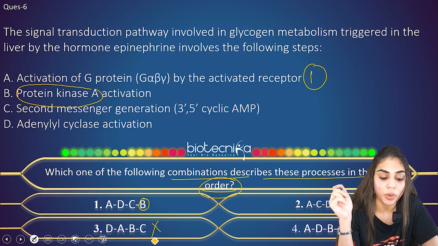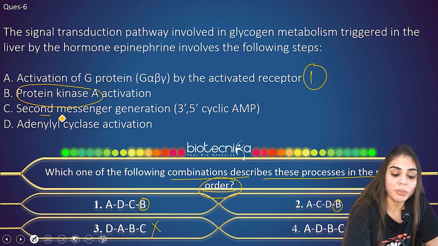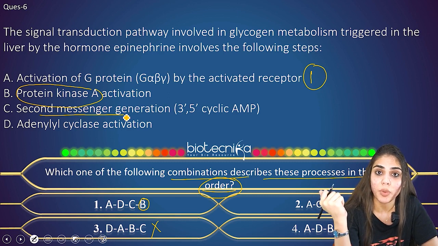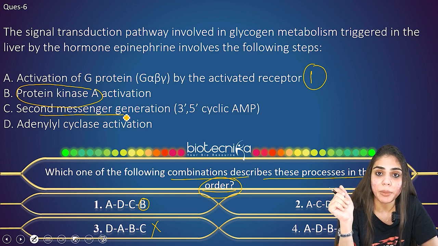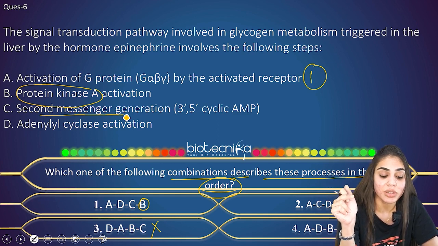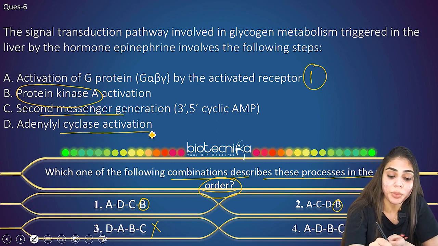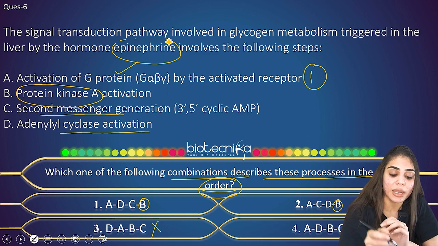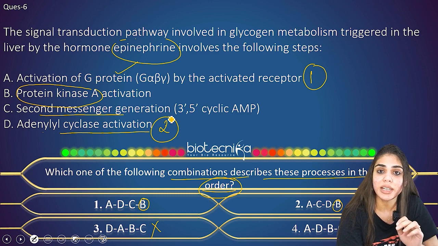Secondary messenger generates 3',5' cyclic AMP. What do we mean by secondary messenger? A secondary messenger is produced as a result of a metabolic pathway or any kind of signaling event. So this cyclic AMP that is formed is a secondary messenger. Then adenylyl cyclase activation. Firstly, there is an activation of G protein. When epinephrine binds to the receptor, there will be activation of G protein, which is going to activate a specific enzyme, adenylyl cyclase. So this is the second statement. This adenylyl cyclase causes the cleavage of ATP.